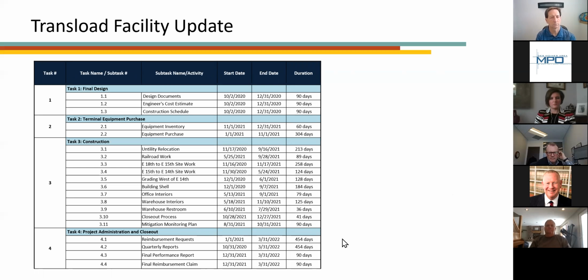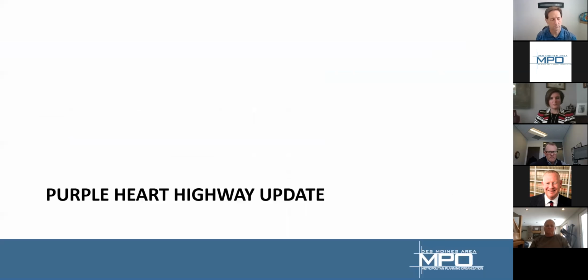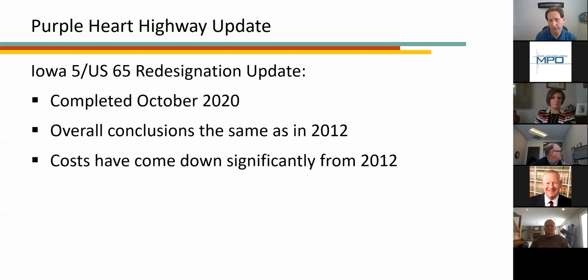Excellent. Any questions for Zach? Thank you for the update, Zach. Item 18 is a report on the Purple Heart Highway from Todd. Yep, sorry, I jumped the gun on that one. You're all right. Go to the next slide.